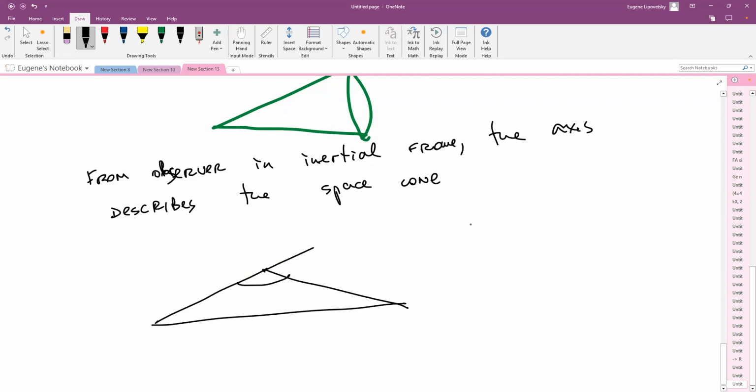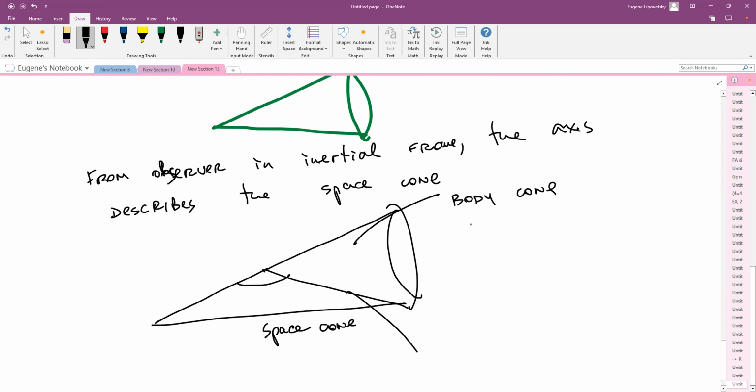If you combine these two, this is the body cone. This is the space cone. And they are tangent to each other along the instant axis of rotation. So the body cone rolls on the space cone, right? Okay, good enough. And we'll talk more next time.